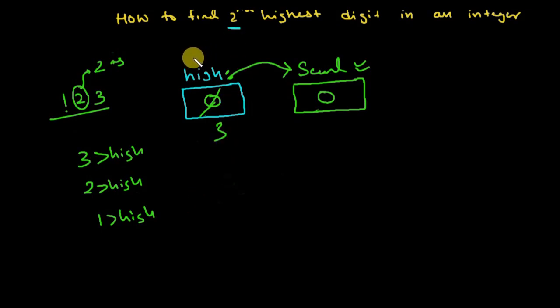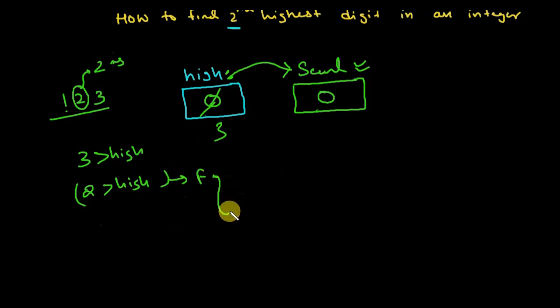Whenever the high variable is modified, it's working, but if it is not modified, then we have to write an else condition. In this case, 2 is greater than high is a false case. If it is false, then we have to do some other work: compare that digit with the second variable. If 2 is greater than second, which is true, then update the value of the second variable.